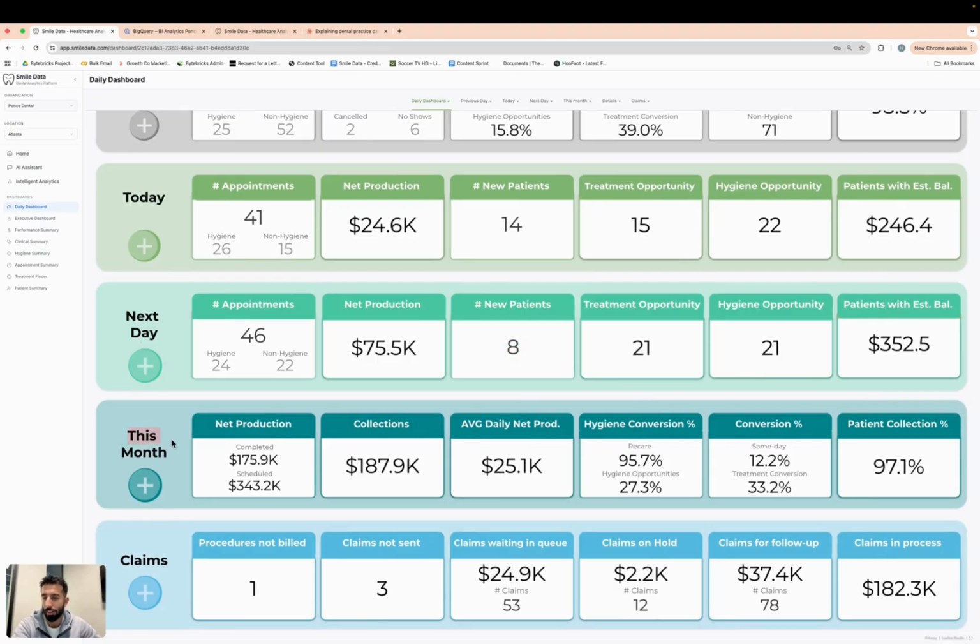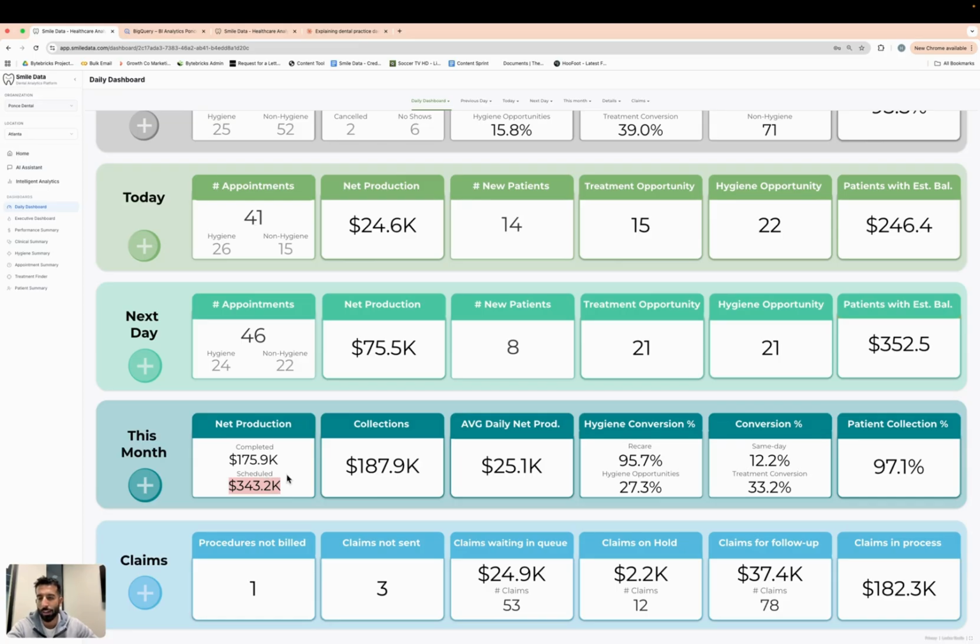Then we also look at the month's numbers in this daily dashboard. We'll be looking at net production. We have seen a completed net production of 175.9K, and then we have scheduled net production towards this. This is a lot of money coming into the business within this month, so we have to keep the pedal down.